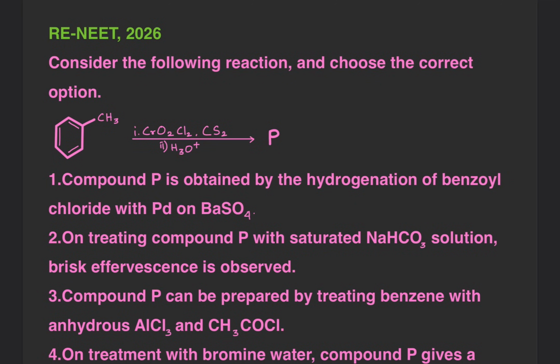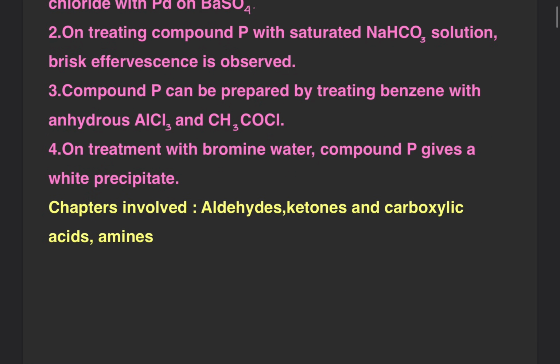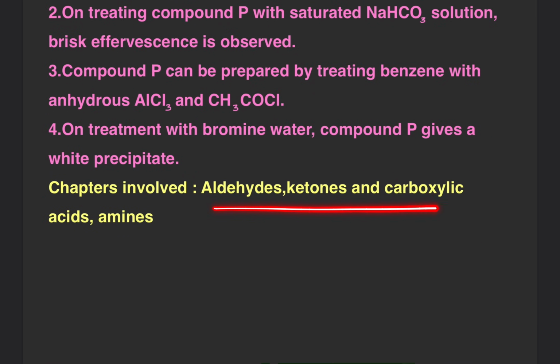Hello everyone. So this is a question from RE-NEET 2026. Consider the following reaction and choose the correct option. So we have toluene and some sets of reagents and we are getting P. There are a few options regarding P, and the chapters involved are aldehydes, ketones and carboxylic acids, and amines.